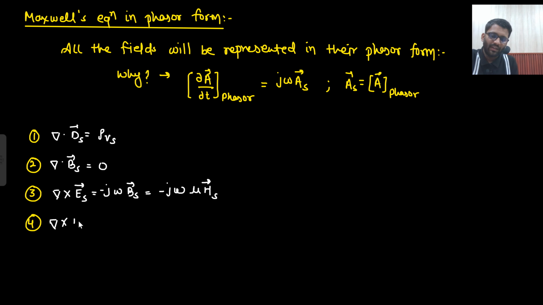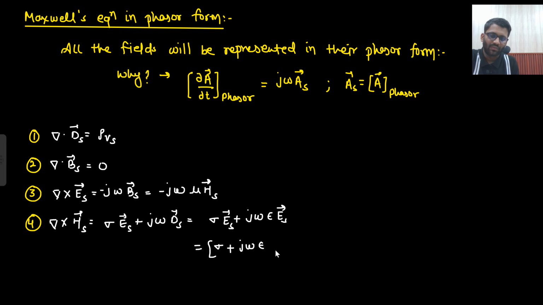Now next is ∇×H, right? ∇×H = σE + ∂D/∂t. So ∂D/∂t I can replace by jωD_s. What is D_s? εE_s. So I can take σ plus jωε, with E_s here also. So ∇×H_s = (σ + jωε)E_s.